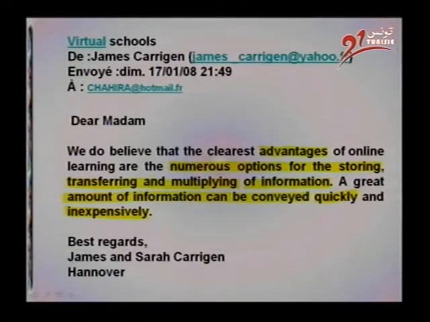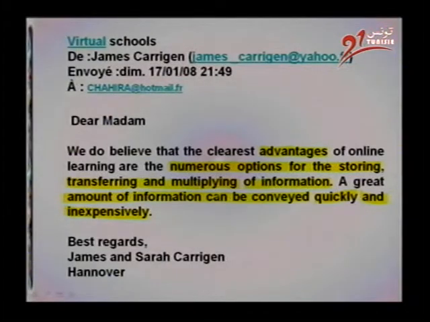Now, the second part here is that the amount of information can be conveyed quickly and inexpensively. So you can see that there is quite a great part which is in yellow, and here to prove that they managed to focus on the right justifications to express their opinion, and that's necessary when we want to convince someone of our attitude.